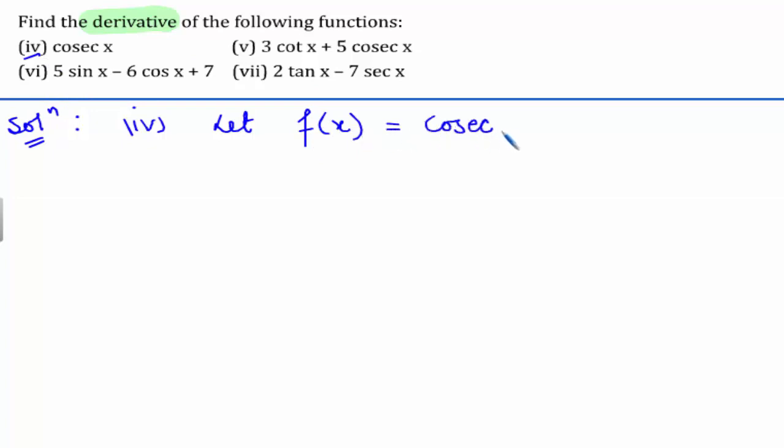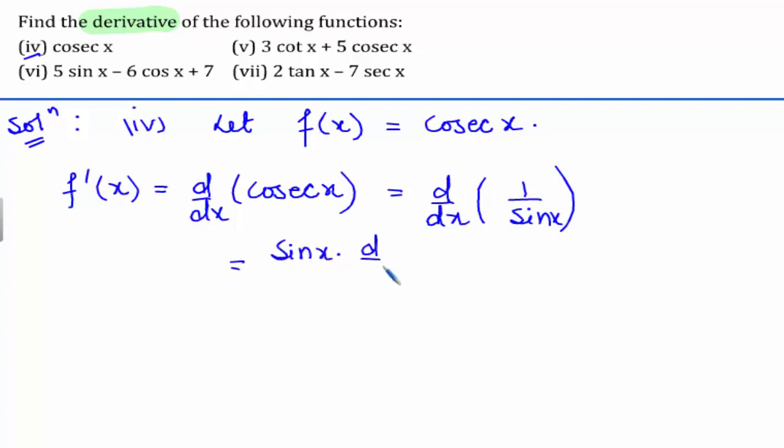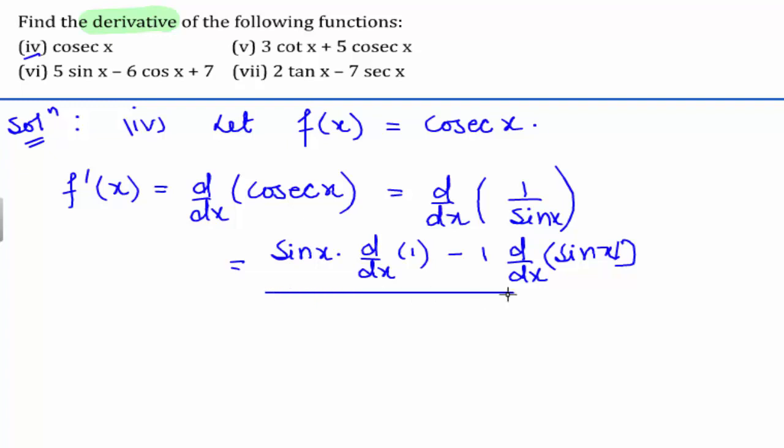Now let us find the derivative of 1 upon sin x with respect to x with the help of quotient rule. So this is equal to sin x into the derivative of 1 minus 1 into the derivative of sin x divided by sin x whole square. Now this is further equal to sin x into, now derivative of 1 with respect to x is 0, minus 1, and derivative of sin x is cos x, and sin x whole square is sin square x.